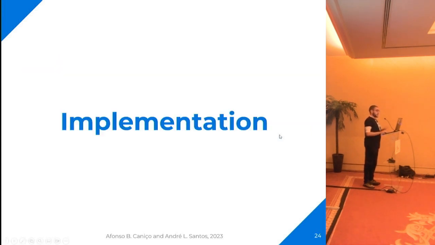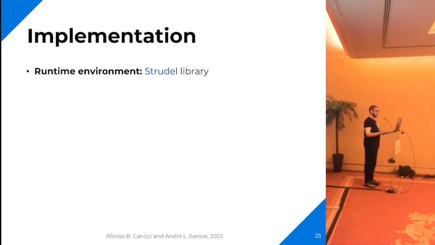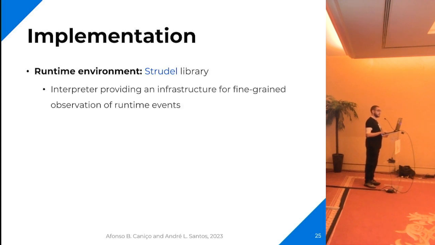So how is this all implemented? I wanted to pique your interest by showing you examples first, but now I want to talk a little bit about how the magic happens under the hood. Witter runs on another library called Strudel, which was developed by my co-author André, that basically provides an interpreter that allows us to listen for detailed code execution events. So it executes the code as an interpreter. It basically simulates the JVM. And it lets us listen, for example, to loop iteration events or method call events. It lets us listen to several code execution events.